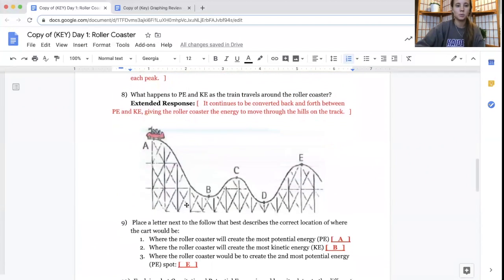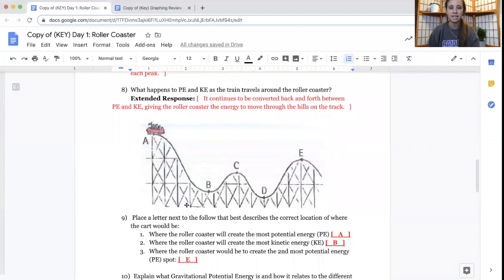Number 8, what happens to potential energy and kinetic energy as the train travels around the roller coaster? When I say PE and KE, that's just my shorthand for potential energy and kinetic energy. So what happens to PE and KE as the train travels around the roller coaster? It continues to be converted back and forth between potential energy and kinetic energy, giving the roller coaster the energy to move through the hills on the track.